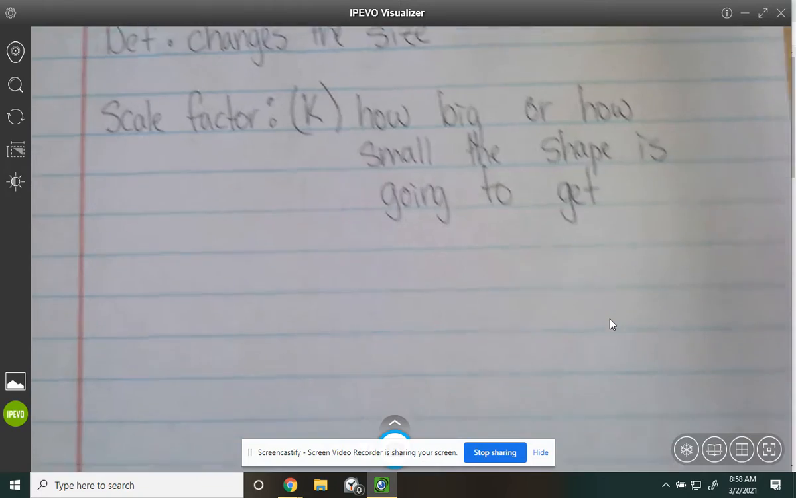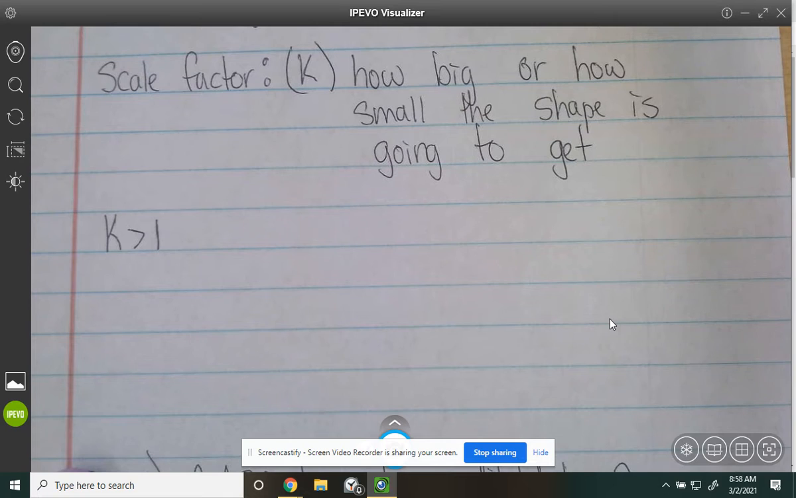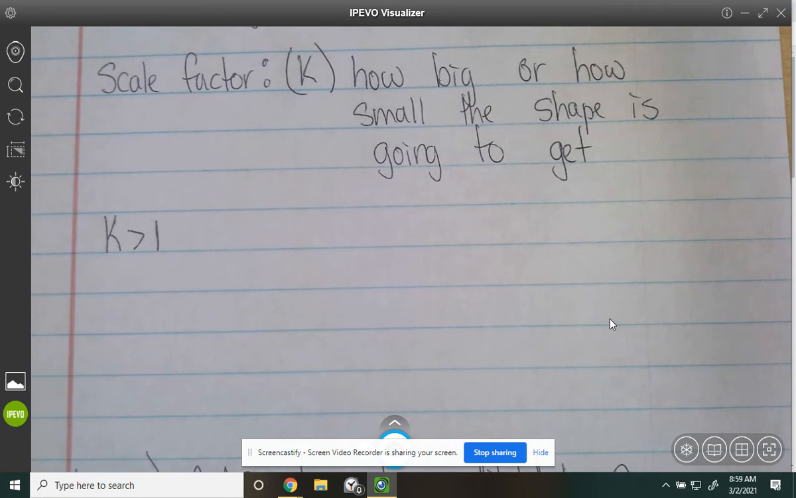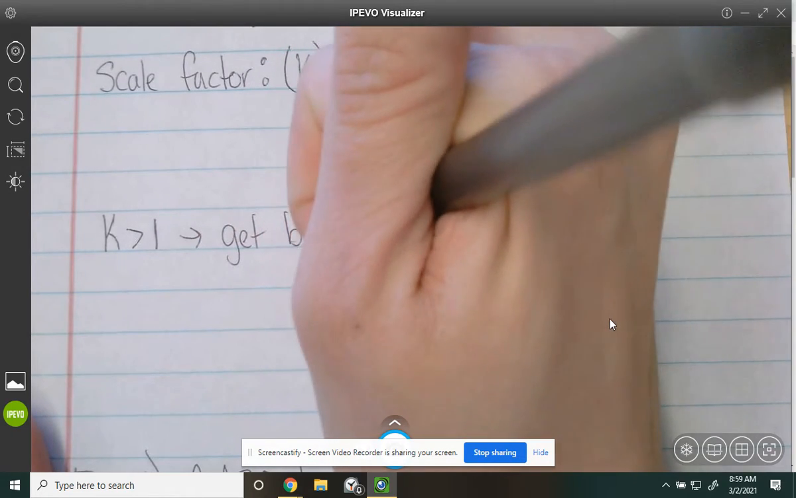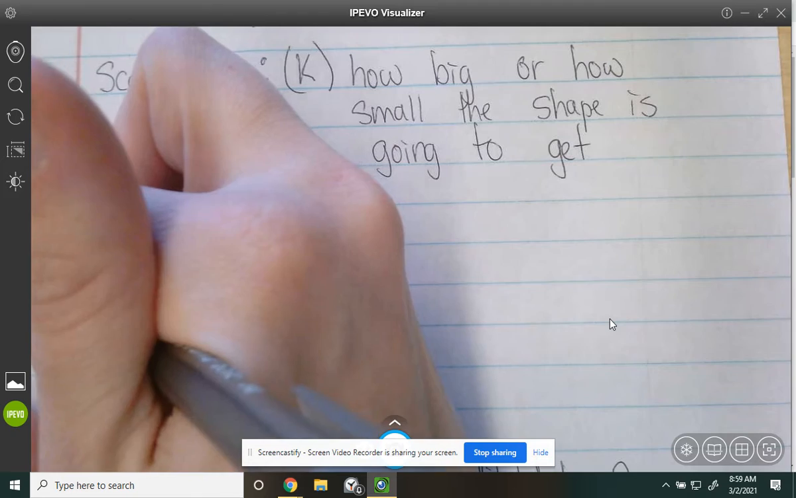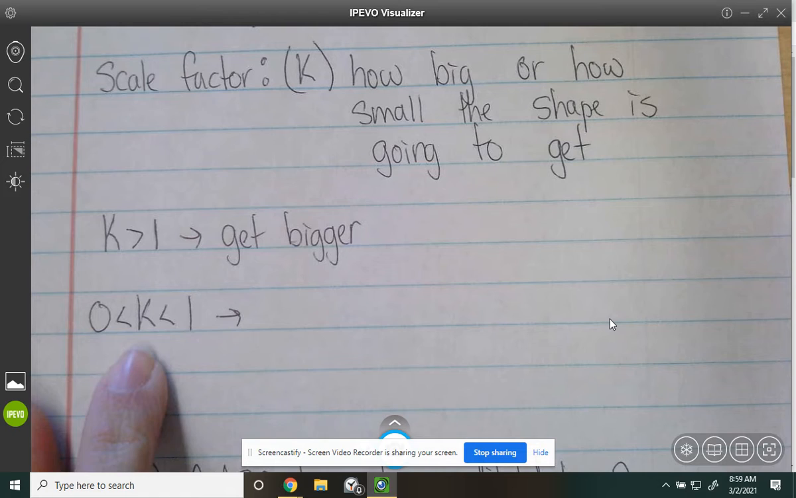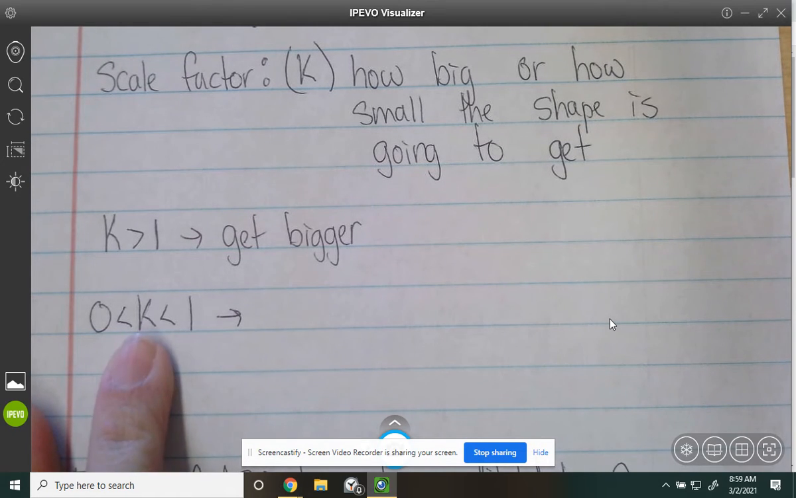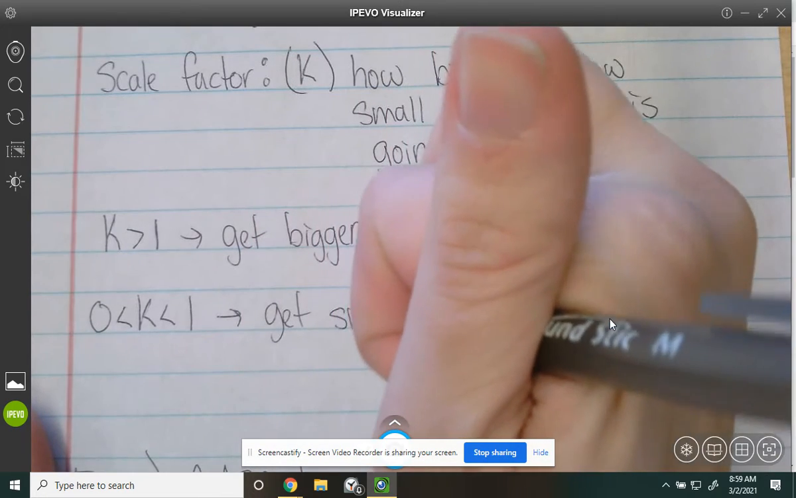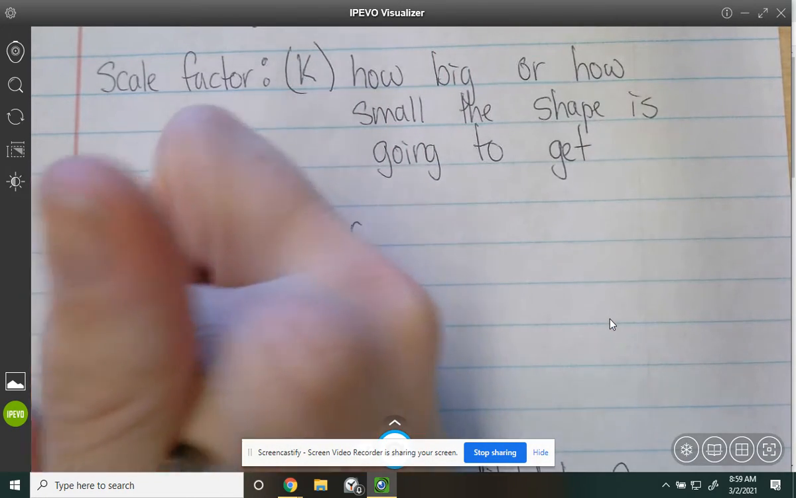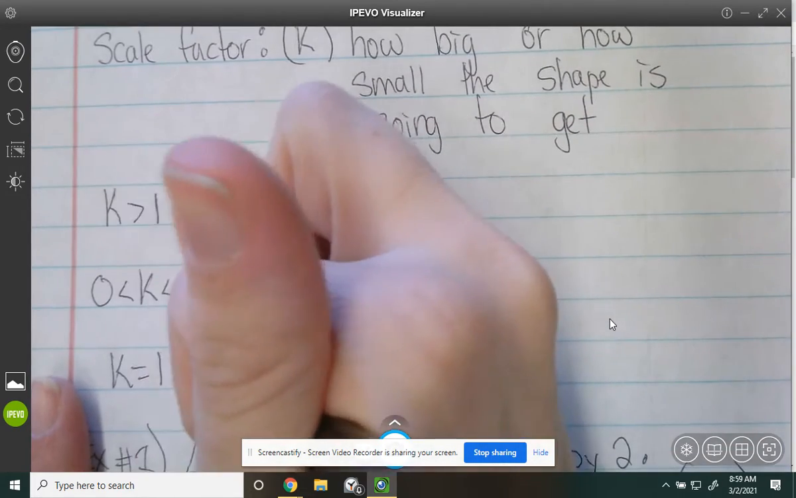So we have a couple situations. If K is greater than 1, so 2, 3, 4, 5, 6, then my shape is going to get bigger. If K is a number in between 0 and 1, so fractions or decimals, for example, a half, then it's going to get smaller. And this one you don't really ever see, but we're going to talk about it. If K is equal to 1, it's going to stay the same.